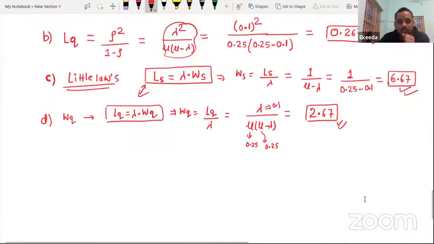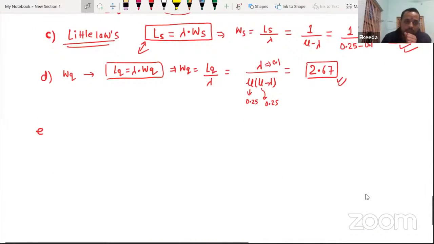So for an idle system, what are we going to calculate? We are going to calculate the value of P naught. P naught equals 1 minus rho. The system is idle, or the customer does not have to wait, you can say. Idle system or empty system. So for an idle system it is 1 minus rho.